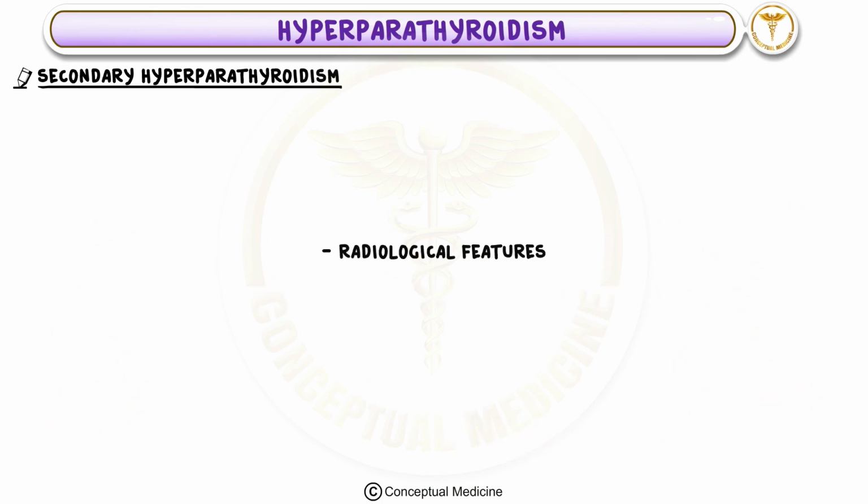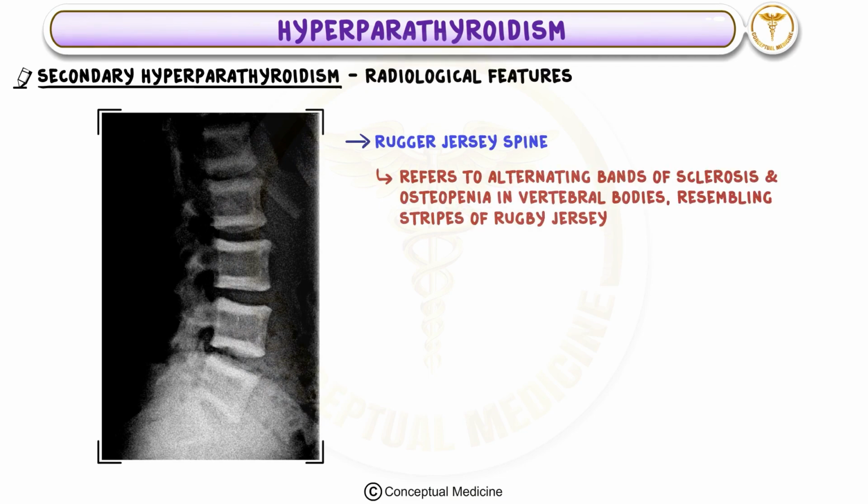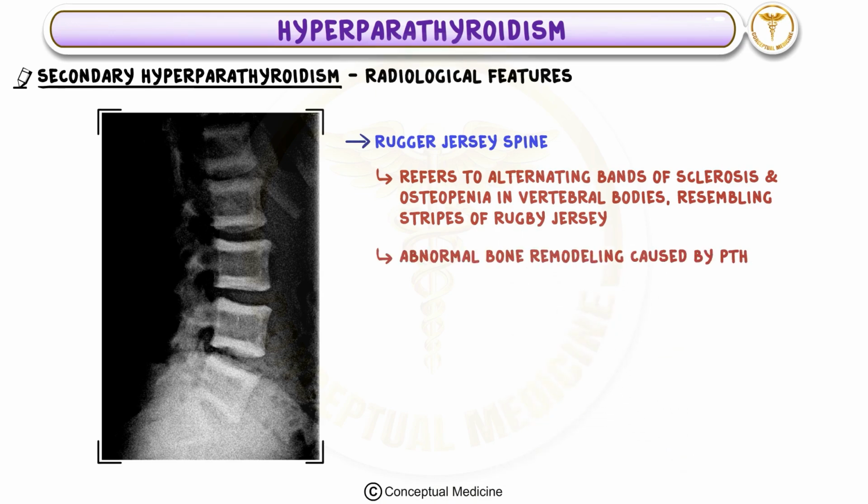Radiological features. The skeletal findings in secondary hyperparathyroidism are distinct. Let's go through them. 1. Rugger jersey spine. This classic radiological sign refers to alternating bands of sclerosis and osteopenia in the vertebral bodies, resembling the stripes of a rugby jersey. It highlights the abnormal bone remodeling caused by PTH.